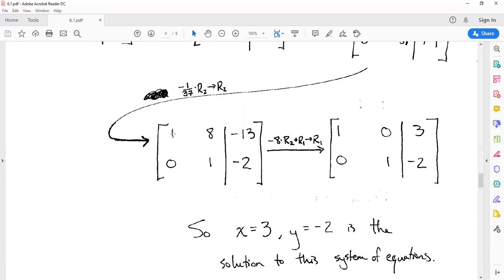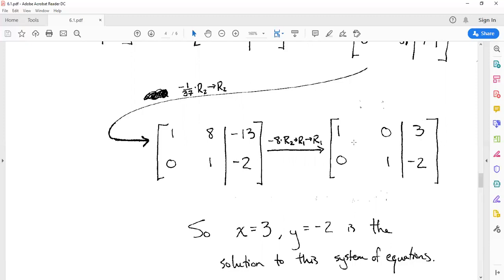Okay, so now we'll go to the next column here, and we'll take this number 8 and add to it -8 times 1 that sits below it. And that gives us 0, which is exactly what we want, right? Okay, and then we'll do it in the third column here. We'll take this number -13 and we'll add to that -8 times -2. So -13 plus 16 gives us the number 3.